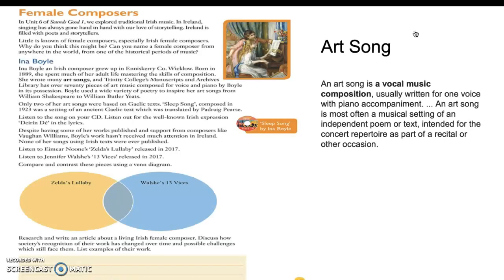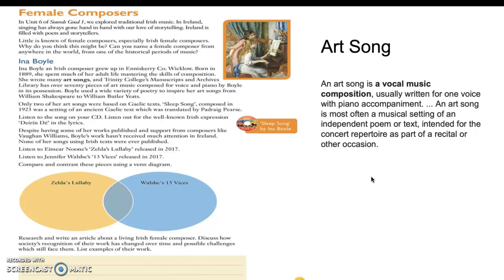Okay, so I'm actually going to focus in on some female composers here. The first of which is Ina Boyle. I'm not going to read through this whole thing here because it is in your Sounds Good book, page 144 and 145 there. But Ina Boyle was an Irish composer, wrote many art songs. You can see the definition of an art song there. An art song is a vocal music composition, usually written for one voice with piano accompaniment.